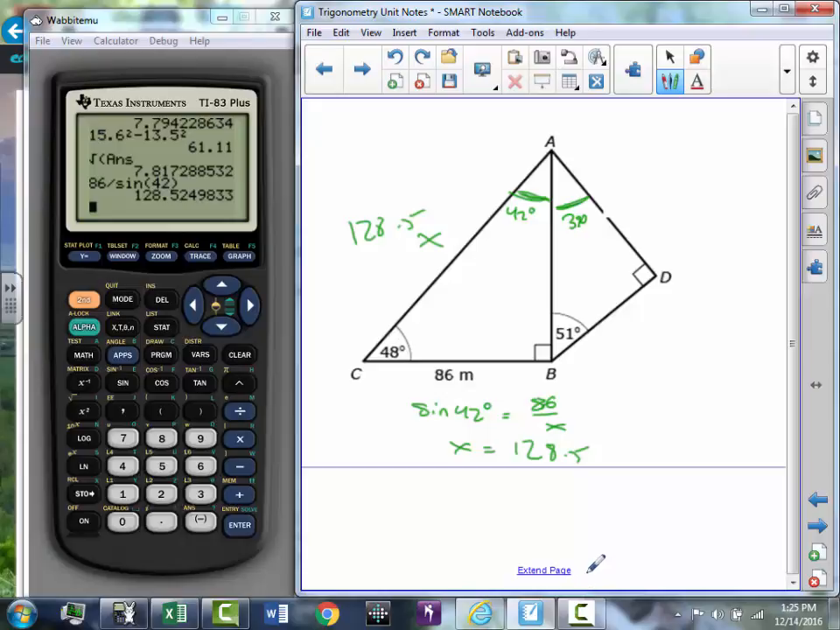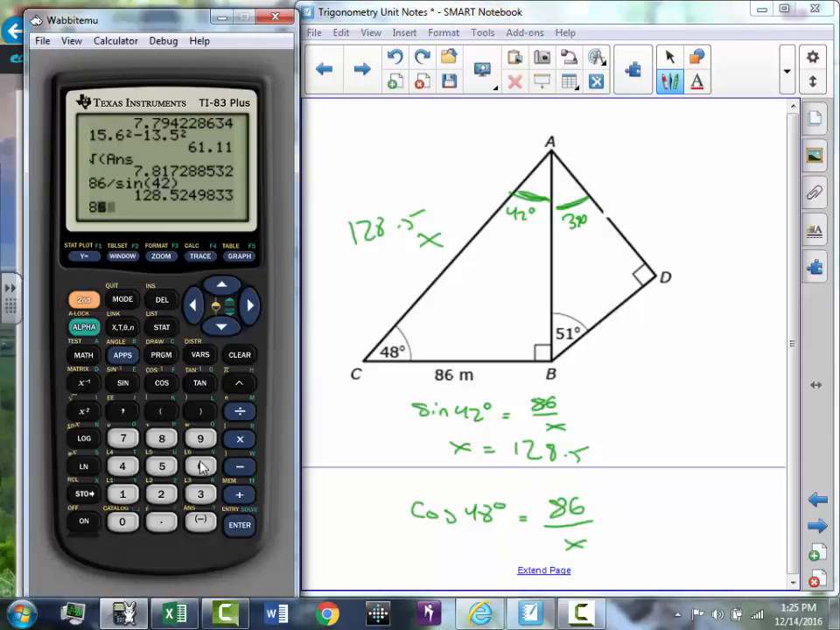Just because I want to show you can do it a different way, we could have done the cosine of 48 degrees. The cosine of 48 degrees would have been the adjacent over the hypotenuse, which would have been 86 divided by cosine 48. Same thing. Two different ways, same thing. I don't care which one you pick, just pick one of them.